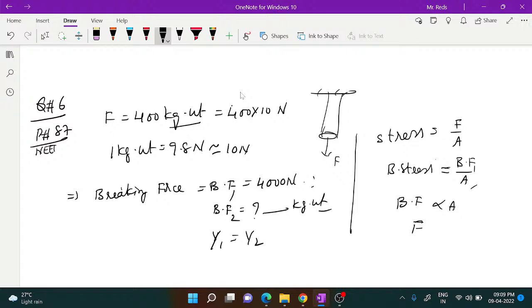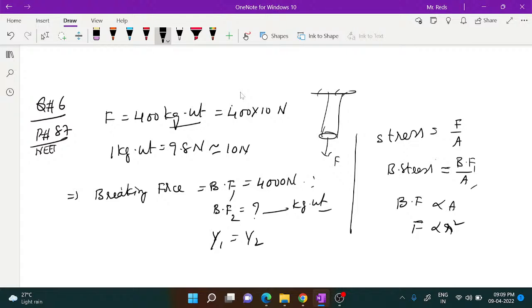Breaking force, or simply force, is proportional to πr², that is, proportional to r². The thickness can be expressed in terms of radius or diameter, but not in terms of area. Thickness means diameter, or radius. Diameter is nothing but 2r.